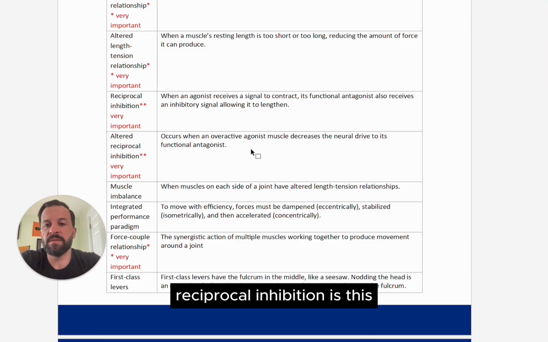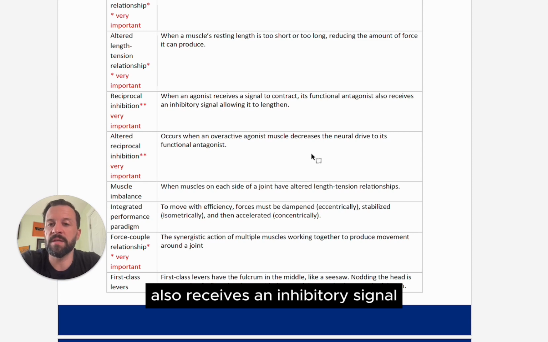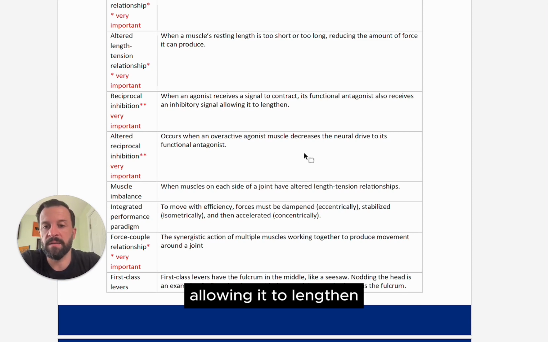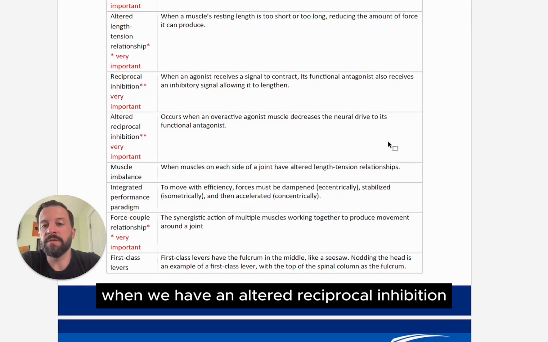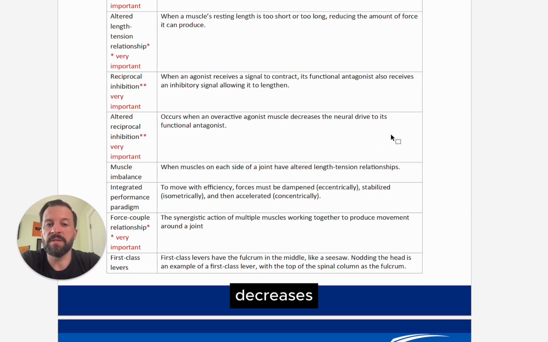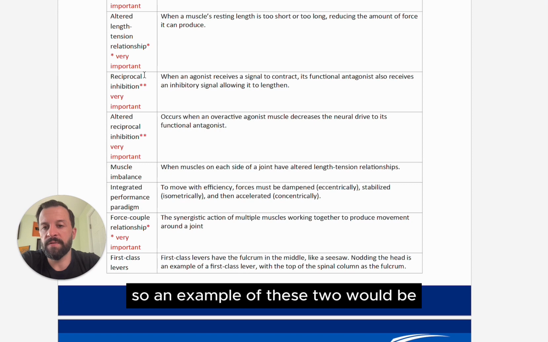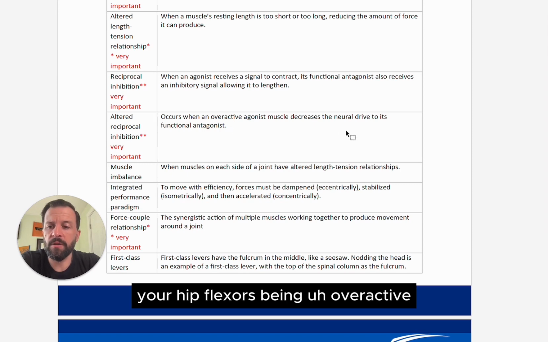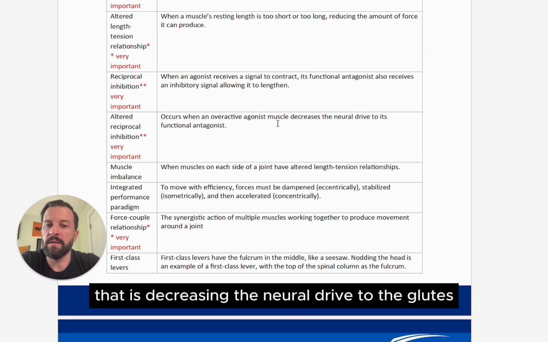Reciprocal inhibition is when an agonist receives a signal to contract, and its functional antagonist also receives an inhibitory signal allowing it to lengthen. When we have an altered reciprocal inhibition, this occurs when an overactive agonist muscle decreases the neural drive to its functional antagonist. So an example of these two would be your hip flexors being overactive, right? That would be an overactive muscle that is decreasing the neural drive to the glutes.